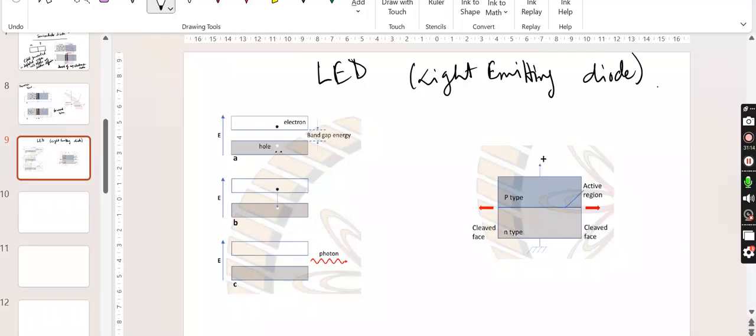So then the thermal energy kicks in and the energy is dissipated as heat instead of light. That is why silicon cannot be used as an LED, because silicon is an indirect bandgap semiconductor and it's not a good light emitting diode, because for a light emitting diode we need a direct bandgap semiconductor.